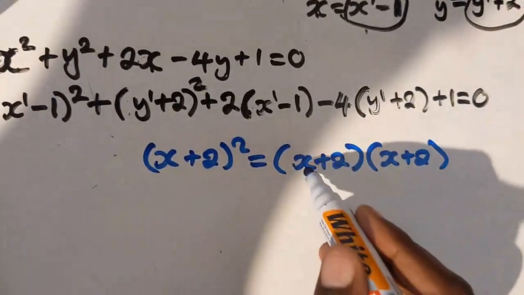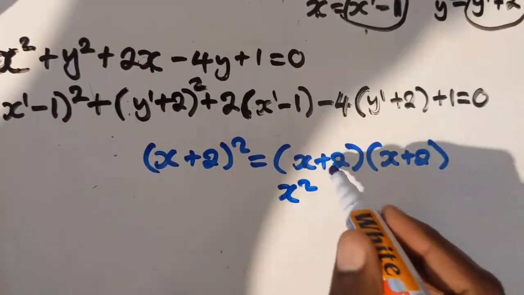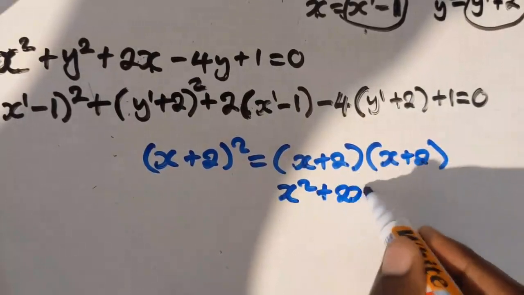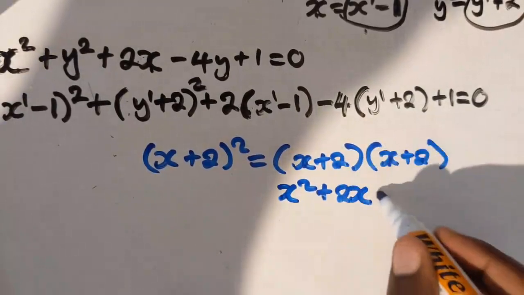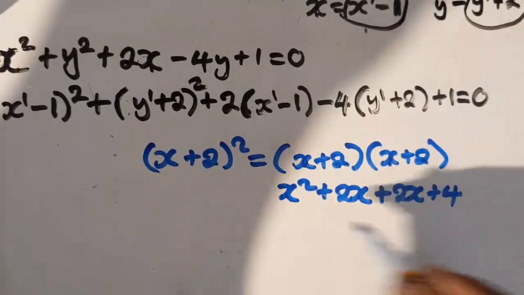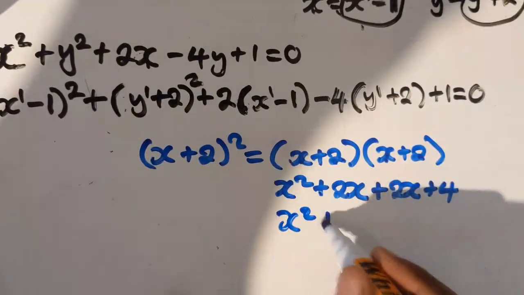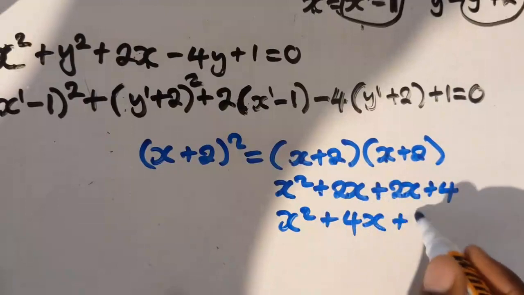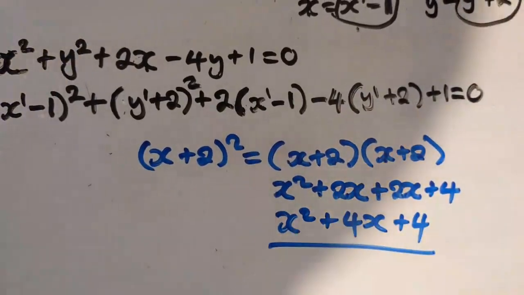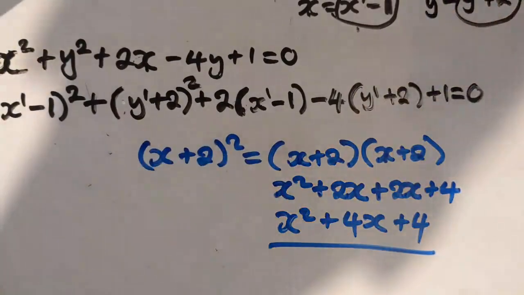So let's try and multiply the way you do it. You say x times x, it is x squared, then x times 2, that is going to be 2x, right? Then 2 times x, that is going to be 2x, then 2 times 2, that is going to be 4. That is what you do. This is going to give you x squared plus 4x plus 4. That is what you normally do.